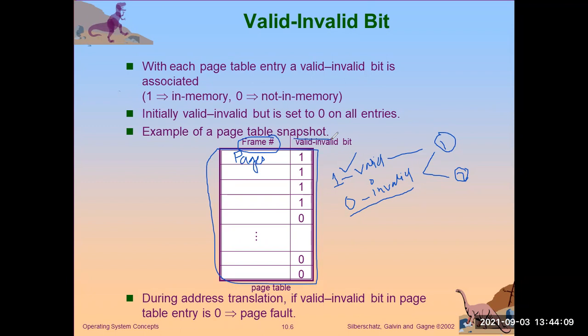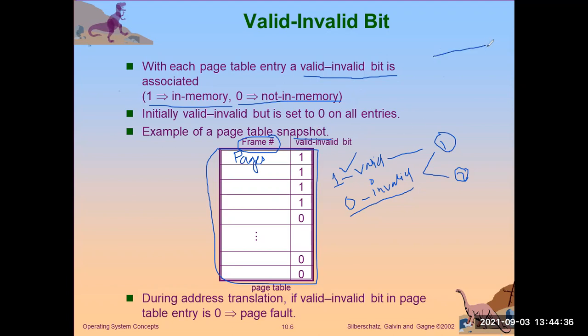Now you can see the theoretical part here. With each page table entry, we have a valid and invalid bit associated with it. If it is 1, it is in memory. That means it is valid and it is present in the memory. If it is 0, it is not in the memory. That means it is an invalid bit and it is not present. It does not belong to the memory. Now initially the valid and invalid bit is set to 0 for all entries.